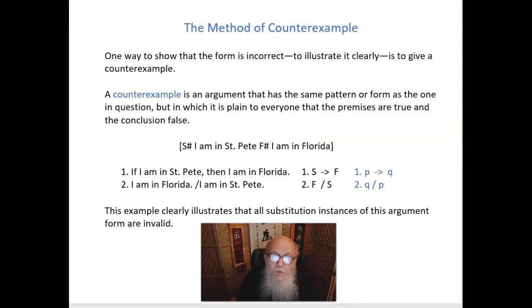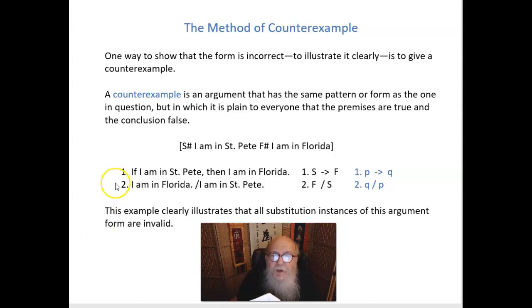Now, one way to show that the form is incorrect, to illustrate it clearly to yourself or to another person, is to give what is called a counterexample. A counterexample is an argument that has the same pattern or form as the one in question, but in which it would be plain to everyone that the premises are true and the conclusion is false.